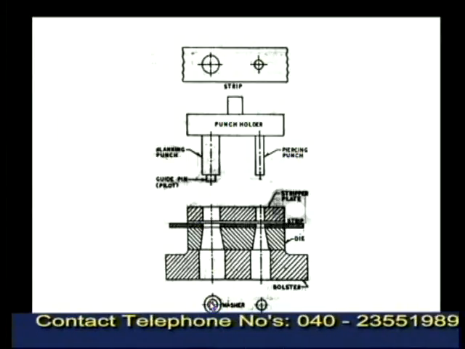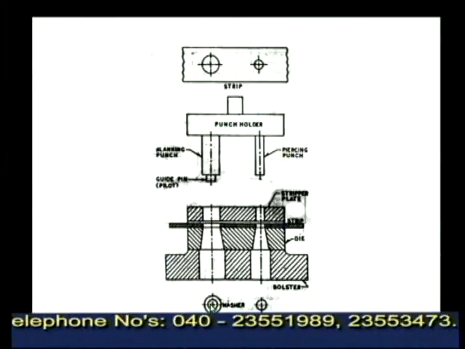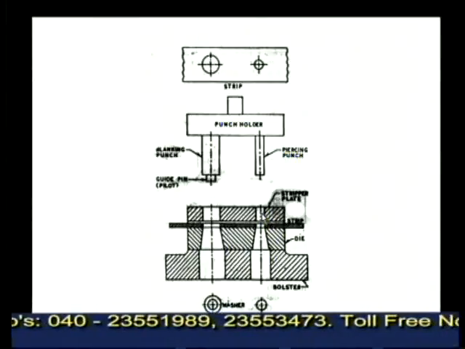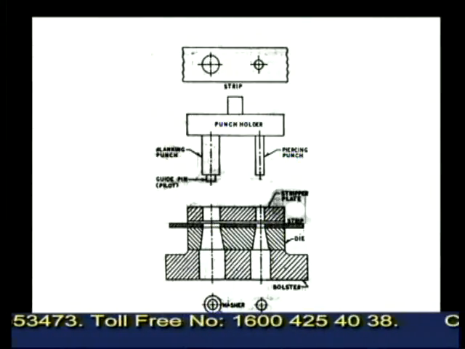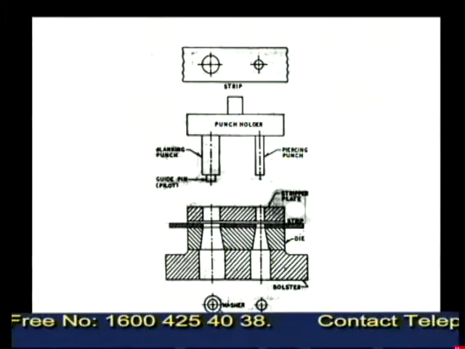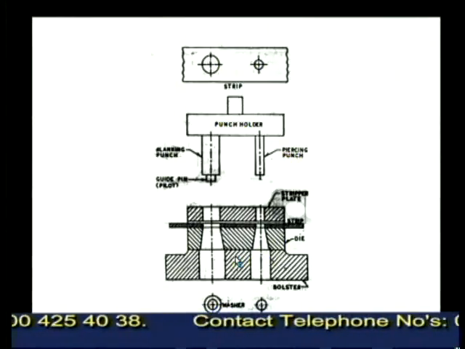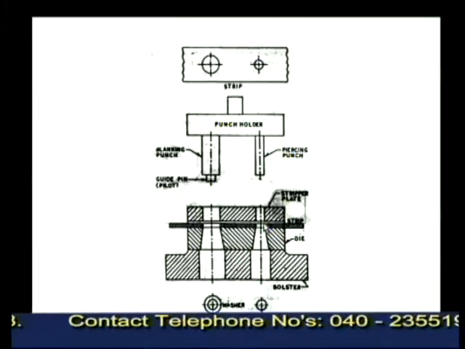So here two operations are carried out. One is punching operation and the other is blanking operation. As a result, a component can be manufactured by using a single die. Of course, it is completed in two stations.